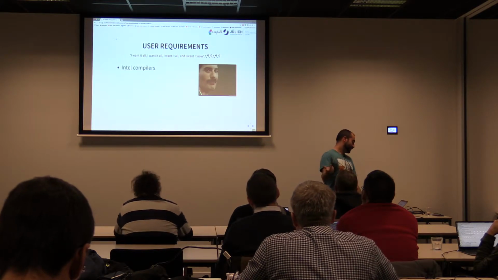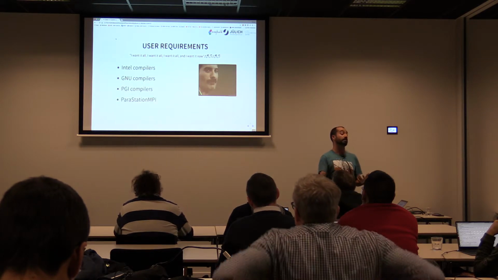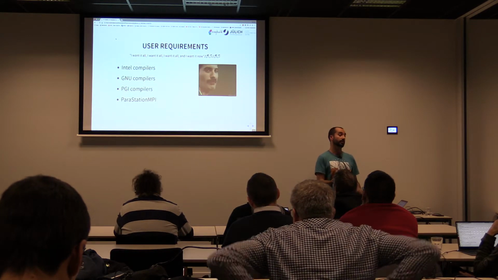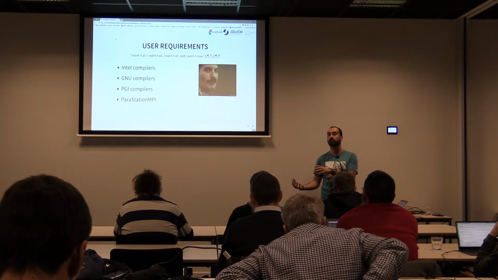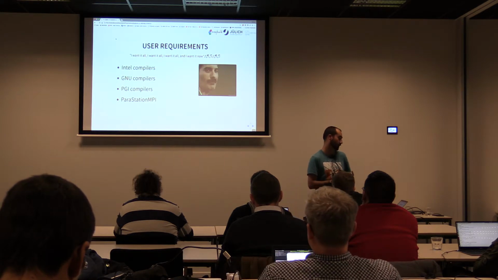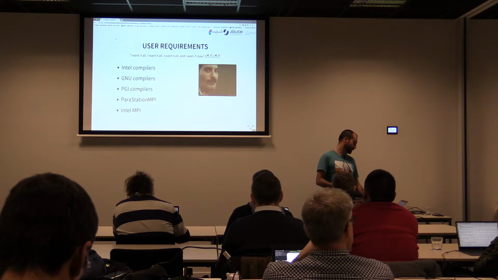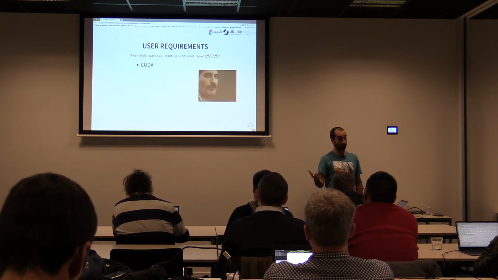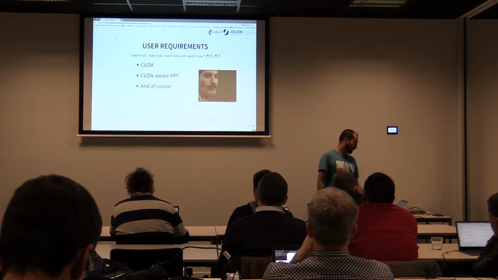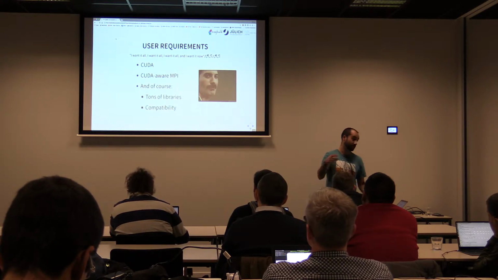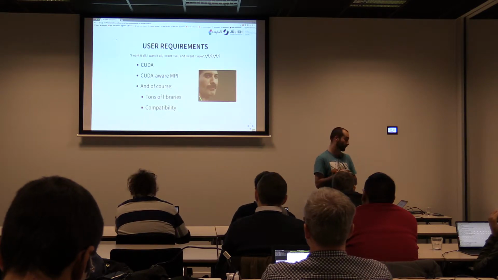So they want Intel compilers, they want GNU compilers, they want PGI compilers, they want diverse MPIs. We have ParaStation MPI. That's something that we use, that is developed in a consortium together with a company called ParTec. They need Intel MPI. They want CUDA for the GPU nodes. They want, of course, CUDA-aware MPI. And tons of libraries and compatibility between all the components. So that kind of makes it a bit messy and complicated to manage.